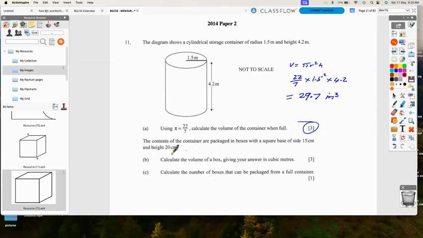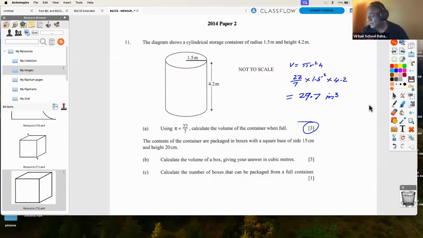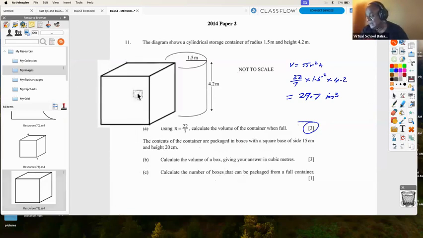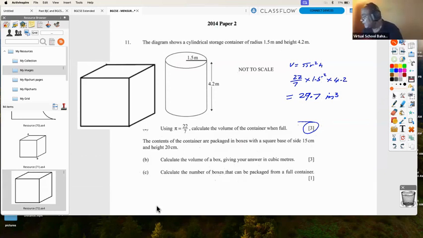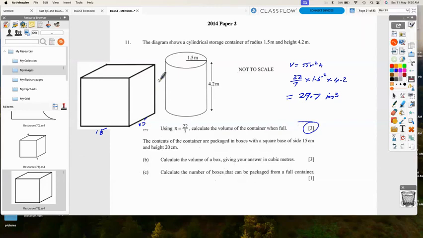So you can't use two dimensions. Let me show you by drawing. If I have that box there, you see, it has a square base. So if this base is square, if this is 15, then this could be 15. And the height could be 20.